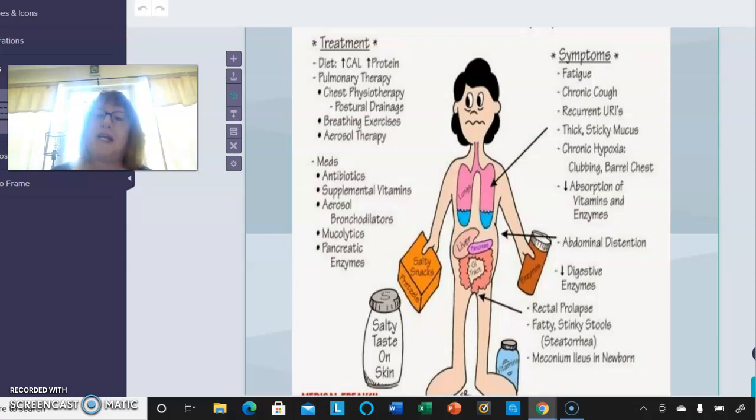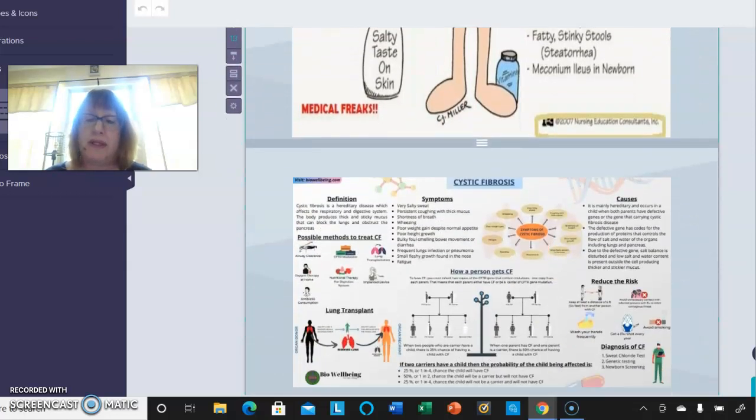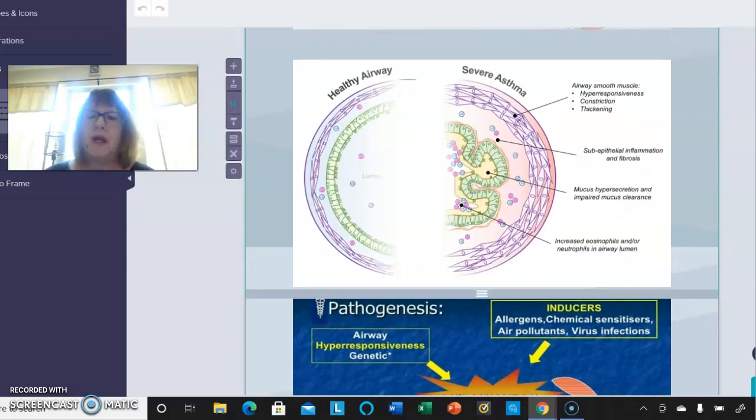Treatment also includes pulmonary therapy, chest PT, breathing exercises, aerosol therapy, and of course teaching, working with the parents and teaching them, especially during relapses. And this slide is just an overview of cystic fibrosis: the definition, the symptoms, how they get it, how you can reduce the risks, and how it's diagnosed.